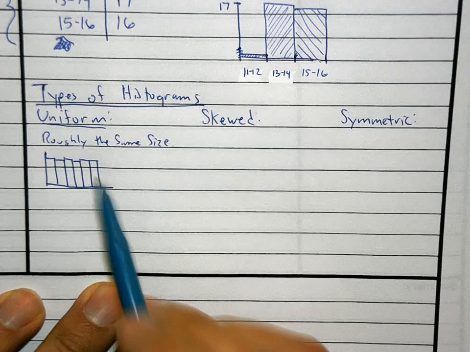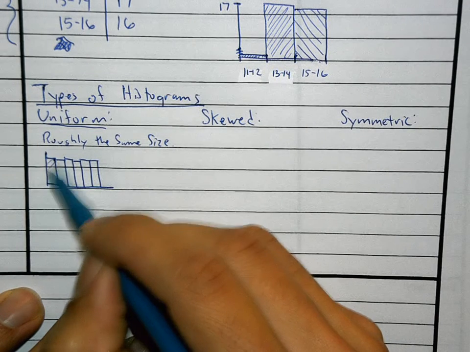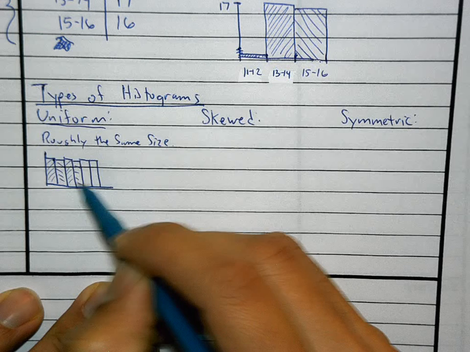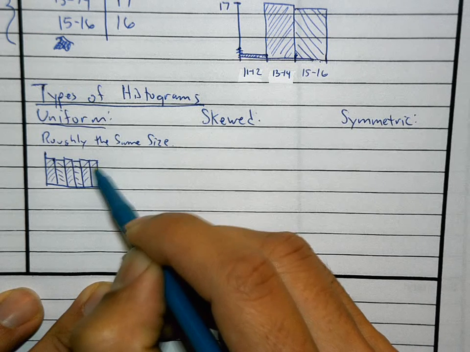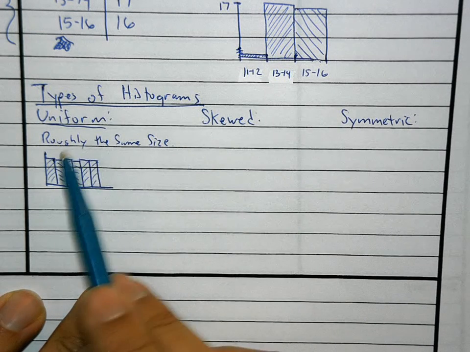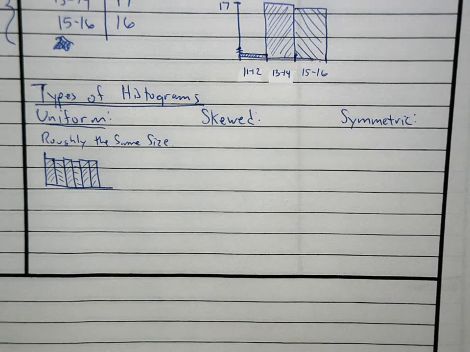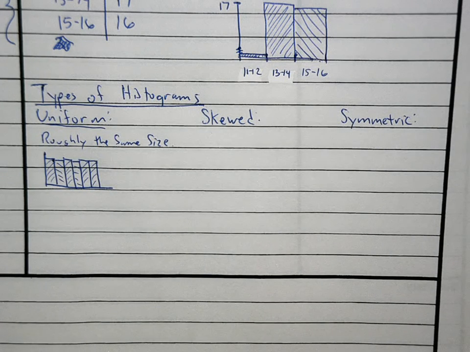If you had a histogram and it was roughly almost all the same size, almost all the same size categories, that would be a uniform type of graph.